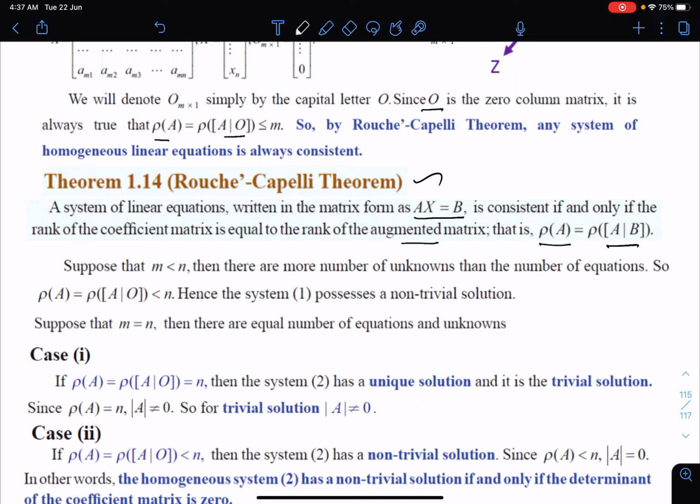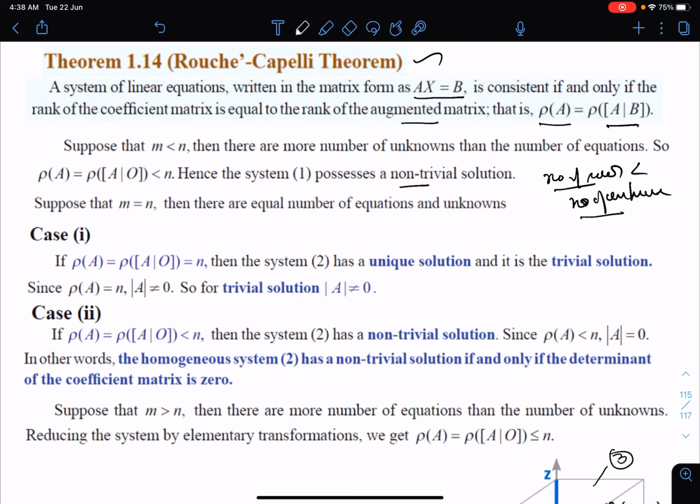Suppose that m is less than n. What is m? The number of rows is less than the number of unknowns. If you get a case like this, then the rank of A equals the rank of the augmented matrix [A|O], which will be less than n. n means the number of unknowns. Hence the system possesses a non-trivial solution. So you get a trivial solution and a non-trivial solution. So only two cases here. In the previous non-homogeneous case we got three cases: in consistent itself we got two, and one inconsistent. But here it is two cases.